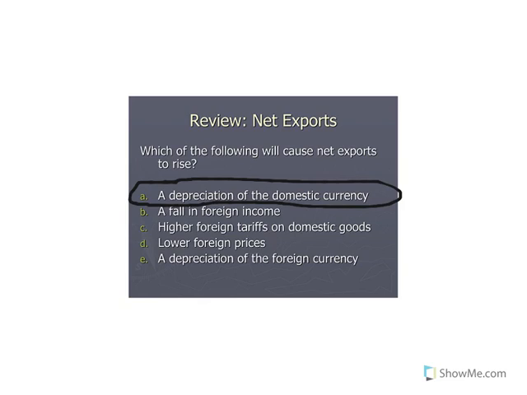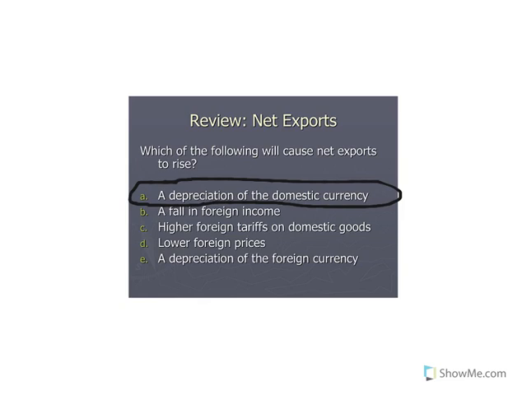Whereas B says a fall in foreign income. If there's a decrease in foreign income, then that would mean our exports would fall, which would mean net exports would fall. If there's higher foreign tariffs on domestic goods, then that would mean that we're not going to export as many goods because of those high foreign tariffs, which again basically means exports are going to fall. If there's lower foreign prices, then of course that means that we are going to import more of those goods, so our imports will rise, which means net exports will fall.